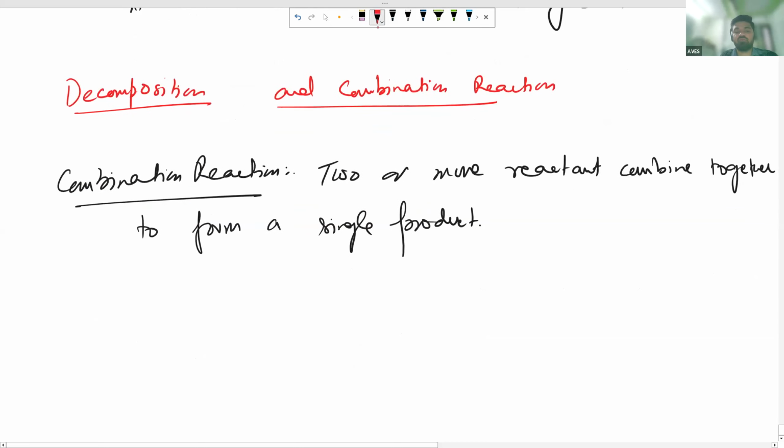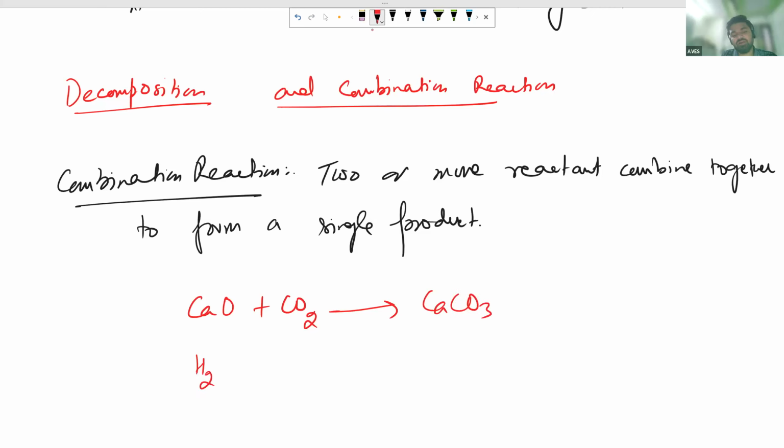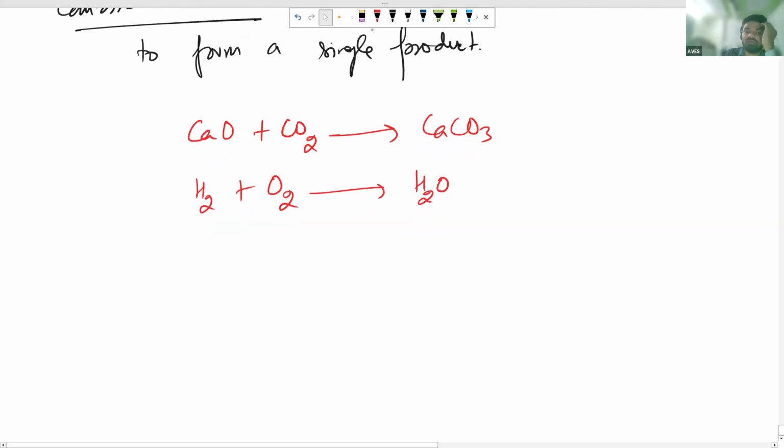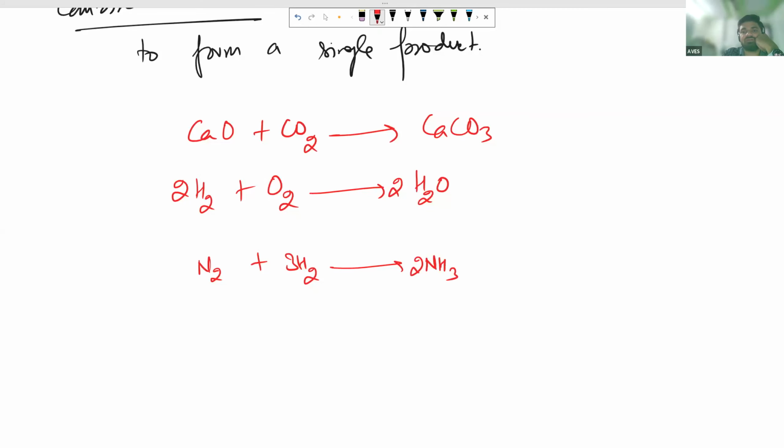For example, calcium oxide, when passed with carbon dioxide, will give you calcium carbonate. Similarly, hydrogen when reacted with oxygen will give you H2O. Got it? Yes, sir. Similarly, N2 plus 3H2 will give you 2NH3.